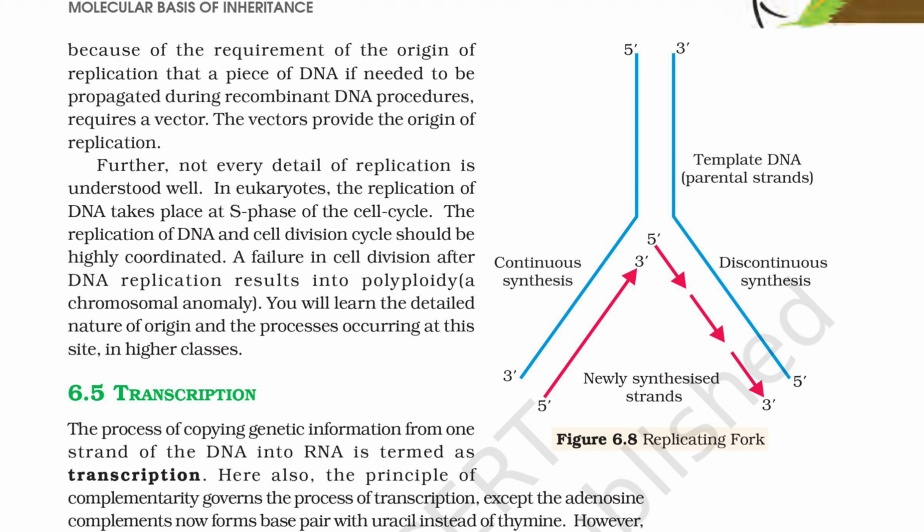Transcription. The process of copying genetic information from one strand of the DNA into RNA is termed as transcription. Here also, the principle of complementarity governs the process of transcription, except the adenosine now forms base pair with uracil instead of thymine.